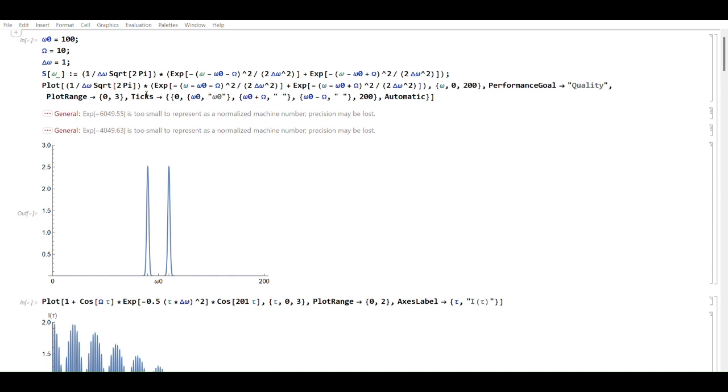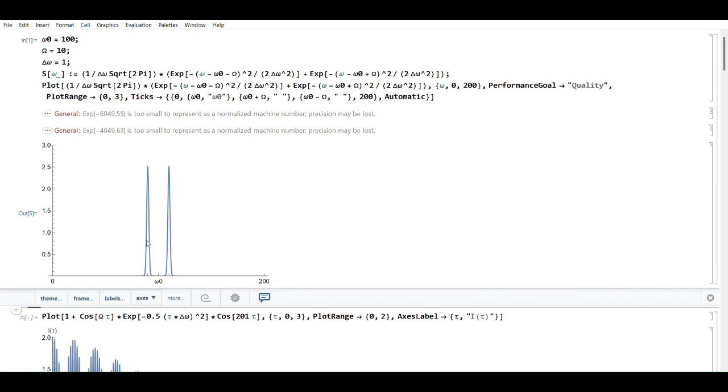So the question is to plot the spectral density function versus omega. So this is what I have over here. This is the spectral density function that I'm trying to plot. It is already there. Let me run it once again for you. So this is the plot for the spectral density function. The width of each of these peaks is 2 times delta omega. This central point is omega naught. The point where one of the peaks lies is omega naught plus omega, and the other point is omega naught minus omega.